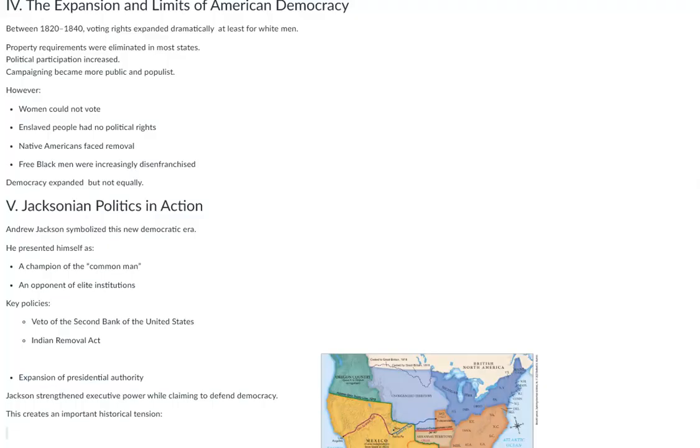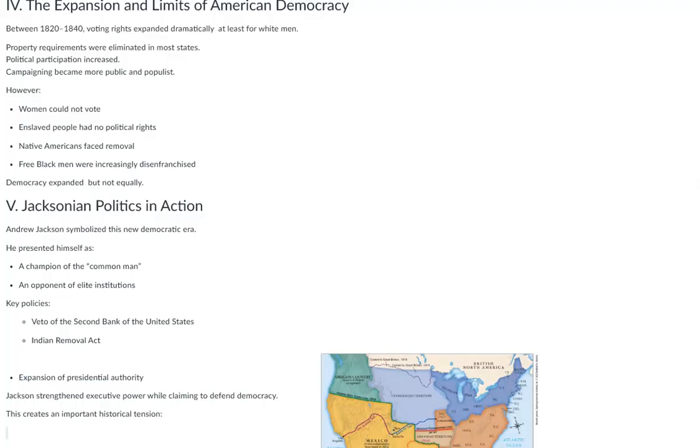Also, campaigning became more public and populist. So more people are being involved. You actually hear more about the campaign trails and people going out and trying to do these speeches to these large crowds in order to get them to vote for them. You didn't have that before. Keeping that in mind though, women could not vote. Enslaved people had no rights. I know it says political here, but they had no rights whatsoever.